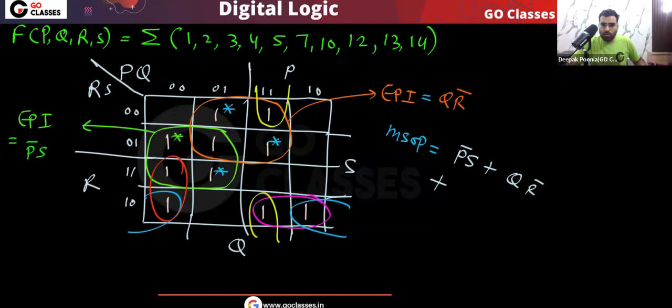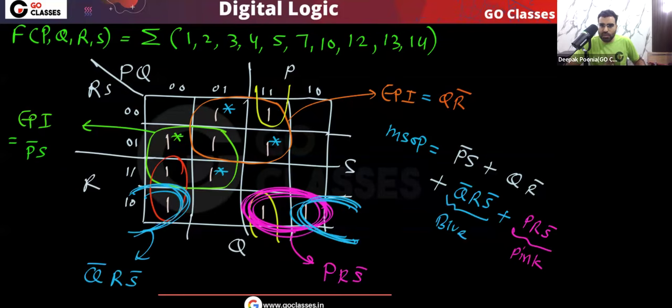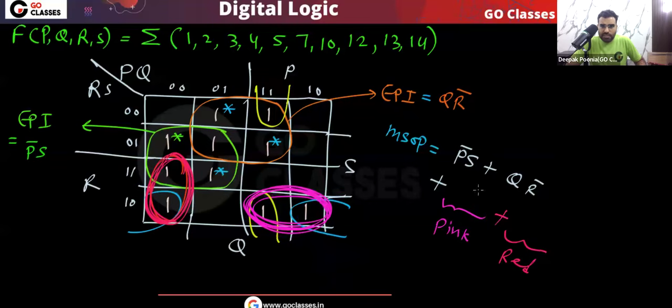Okay, yes or no? So basically there will be three minimal SOP. Please understand. There are total three minimal SOP. You can see this is the minimal SOP where I have taken blue pink. This is another minimal SOP where I have taken pink red. So you can see what is pink. This pink is in the area of P R S bar.